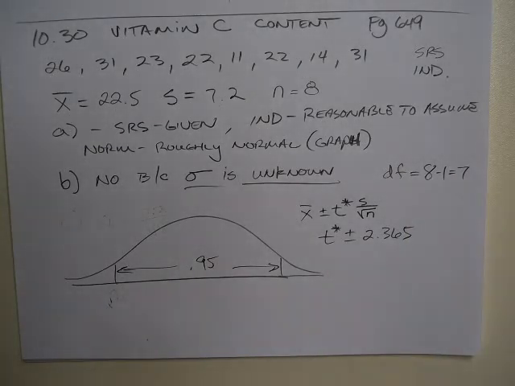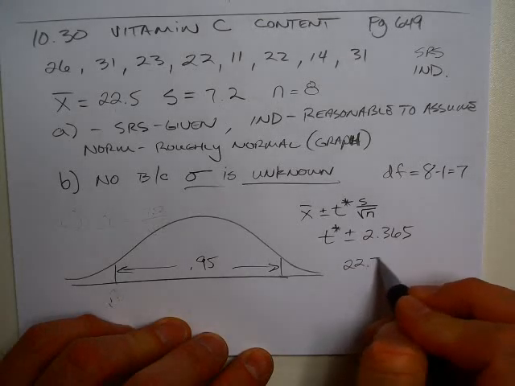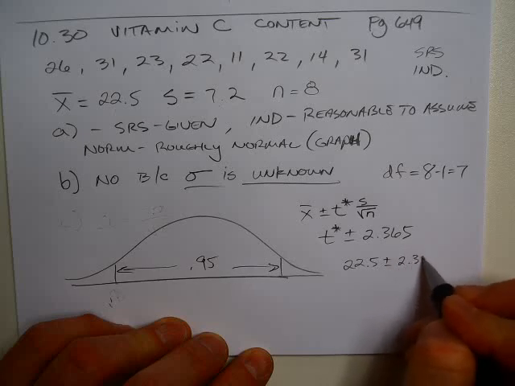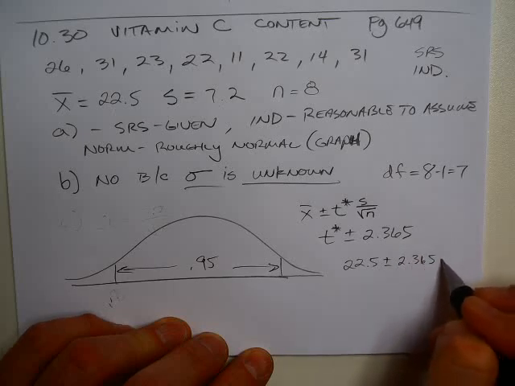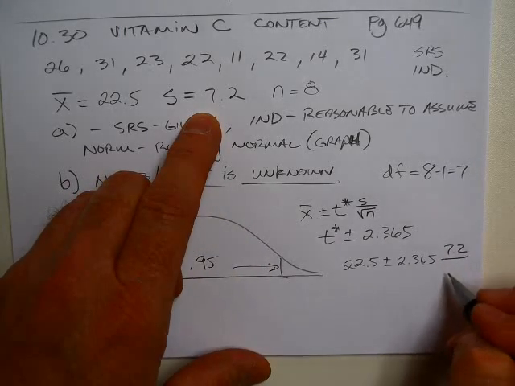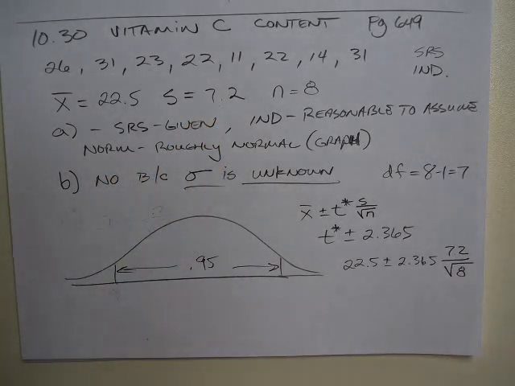Okay, so to finish this up, x bar is 22.5 plus or minus 2.365 times s, which is 7.2, divided by the square root of n, which is 8. And we go to the calculator.